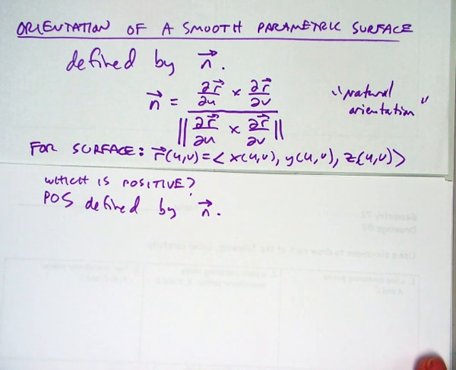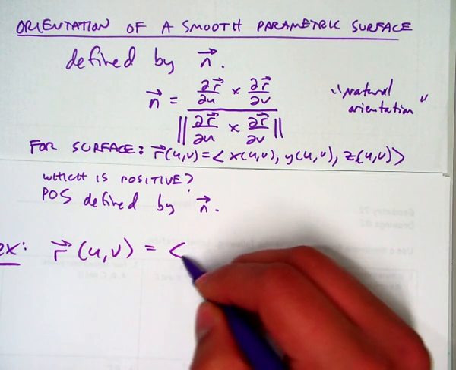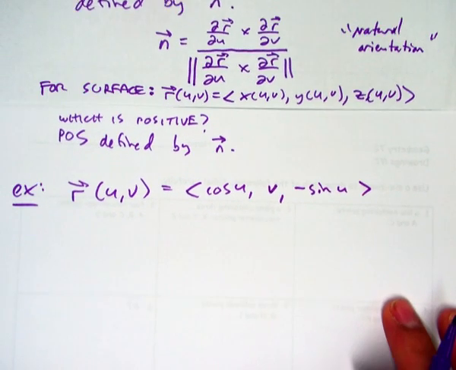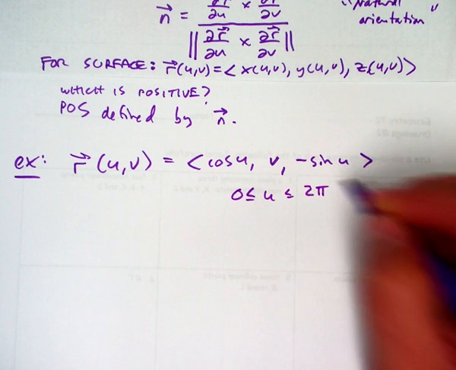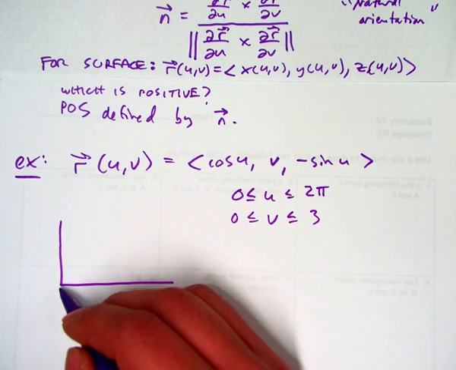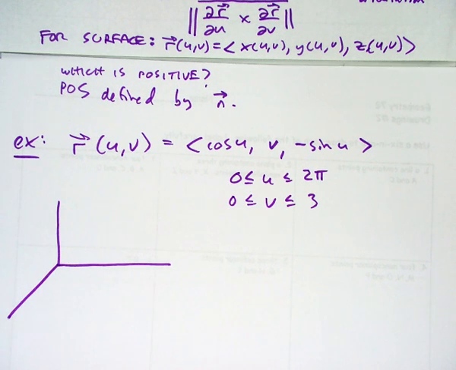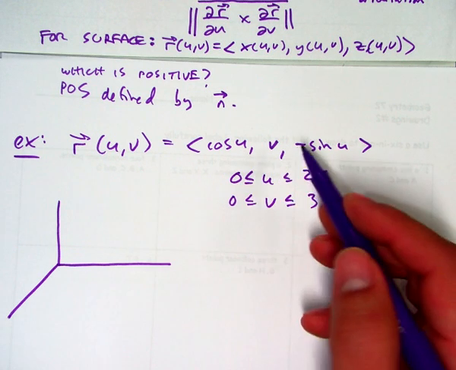So for instance, let's do a quick example. If we have the surface r of u, v, defined by cosine u, v, and then negative sine u, and we'll say that u is between 0 and 2 pi, v is between 0 and 3. What shape is this, by the way? You're thinking correctly. If we ignore this v, okay, it's a circle, right, along the y-axis.